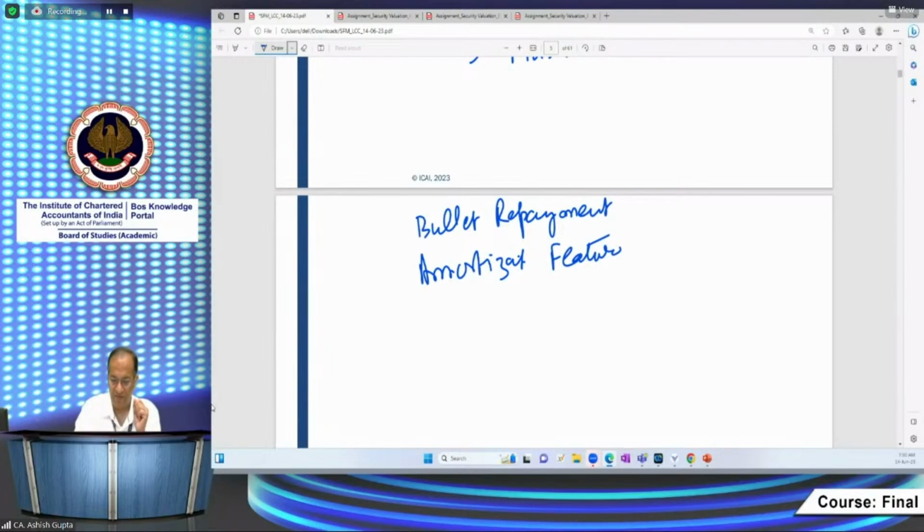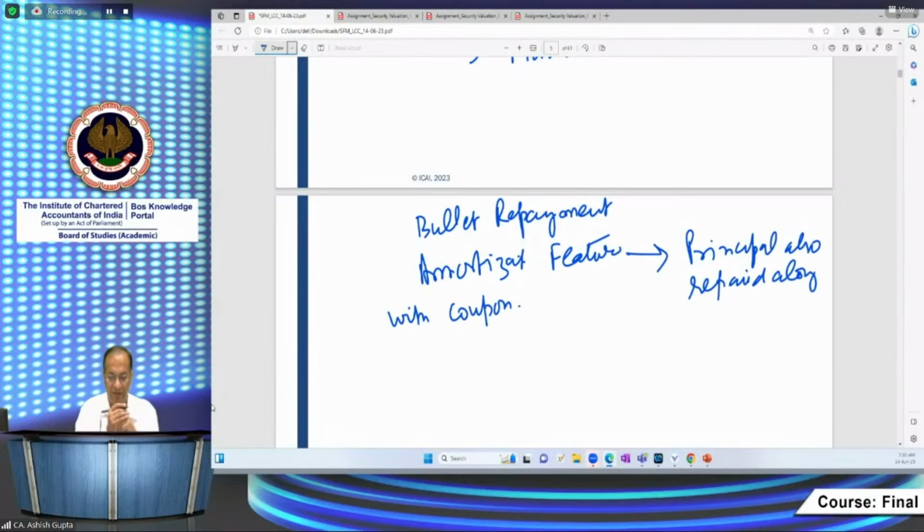Amortization feature means here the principal is also repaid along with the interest, along with the coupon. It is a unique feature.